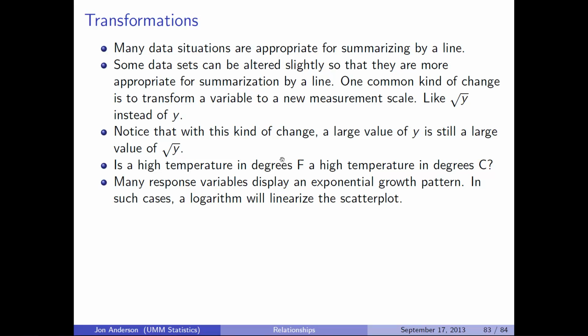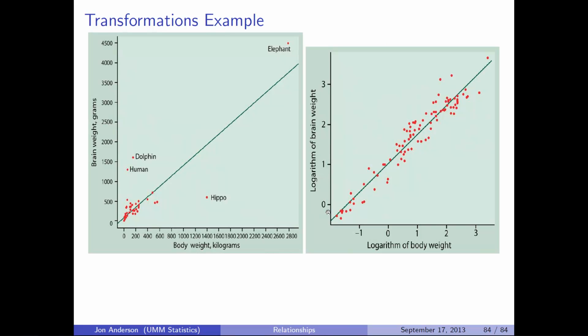Think about temperature. A really high temperature day in Fahrenheit is like 100. That's still going to be a really high temperature day in Celsius. So it really doesn't change the ordering, it just changes the spacing in a plot. Here's kind of an example of one.